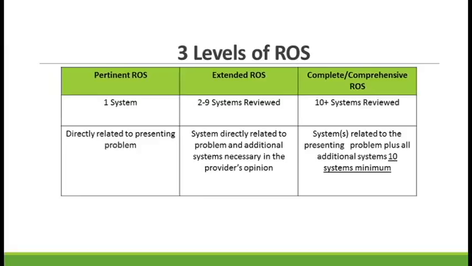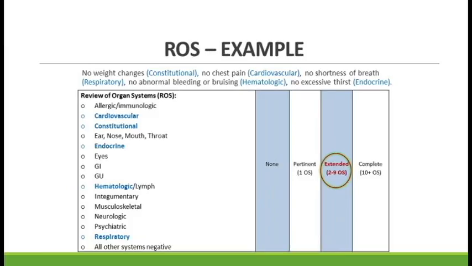There are 3 levels in the review of systems. A pertinent ROS is review of one system that is directly related to the presenting problem. An extended ROS will document 2 to 9 systems and include the systems directly related to the problem and additional systems necessary in the provider's opinion. A complete or comprehensive review of systems requires that at least 10 systems be reviewed. Best practice is to individually list all systems reviewed and the patient's responses if you are not reviewing all of the systems. This is the next section of the WSPA auditing tool under History.